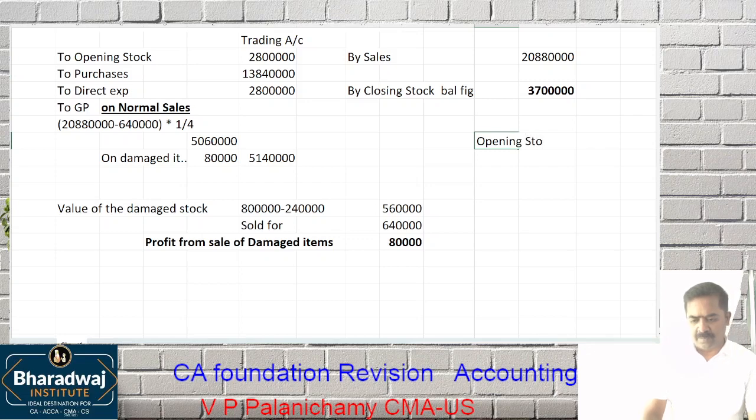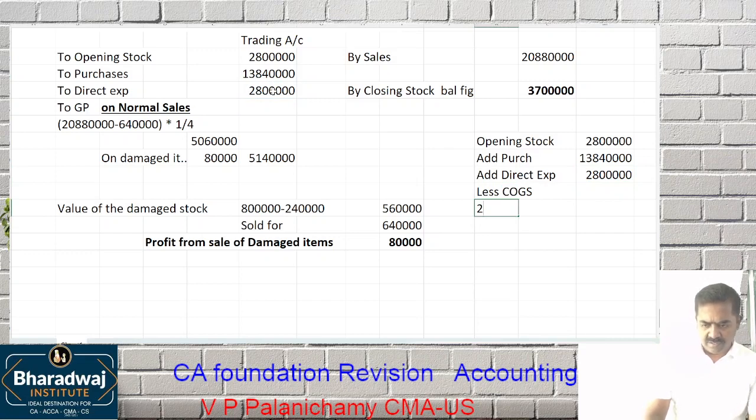Opening stock. What is opening stock? Add purchases. Purchases. This one. Add direct expenses. Direct expense எவ்வளவுங்க? 28 lakhs. Less cost of goods sold. How to work out cost of goods sold? 2 crore 8 lakh 80,000 minus 51 lakh 40,000.